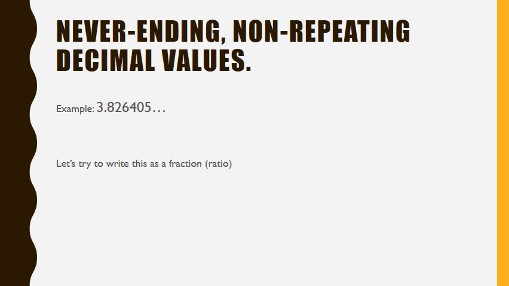So let's try to write it as a fraction or as a ratio. If we can write it as a ratio, then it's going to be rational. And if we can't write it as a ratio, it's irrational. Irrational means not rational. So let's give it a try.